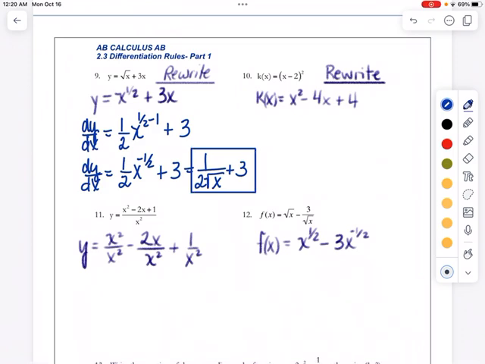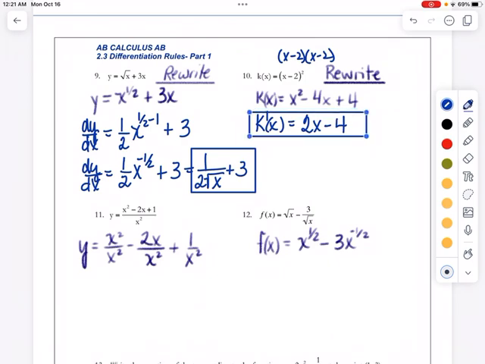Now we could write that as one fraction if we wanted to. It would be 1 plus 6 square root of x all over 2 square root of x, but we're good there. All right, for this next one, when we want to do the derivative, we're going to multiply this together, expand the x minus 2. Once we get x squared minus 4x plus 4 as our k of x, we're just going to take the derivative, which is 2x minus 4. And there you have it. Hope that worked for you for those two.